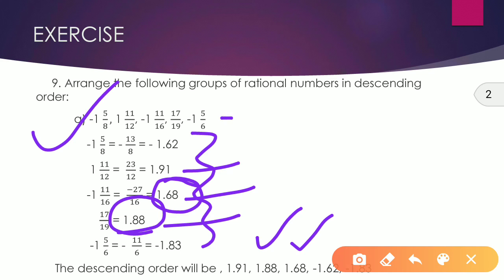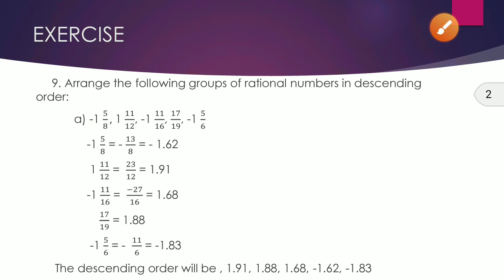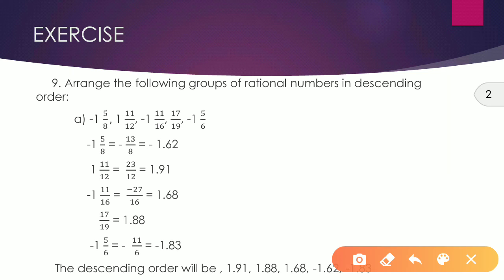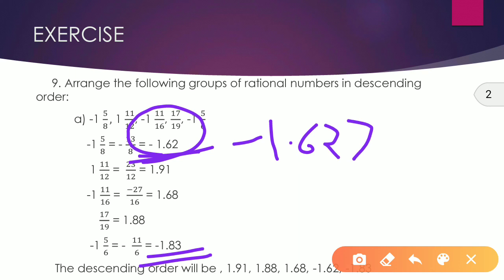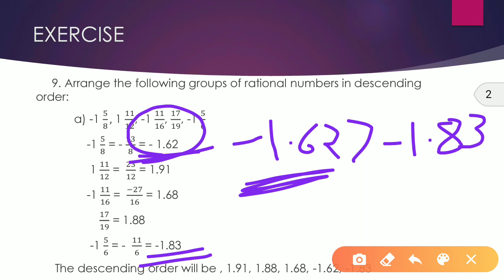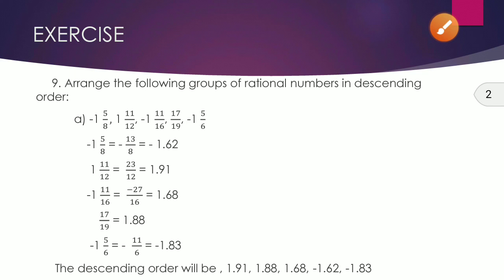Now you compare the negative numbers, minus 1.62 and the second one, minus 1.83. Which number will be greater between these two numbers? As you can see, minus 1.62 will be greater than minus 1.83. So in the fourth place we write minus 1.62 and in the last the smaller number will be minus 1.83. So this is your descending order.